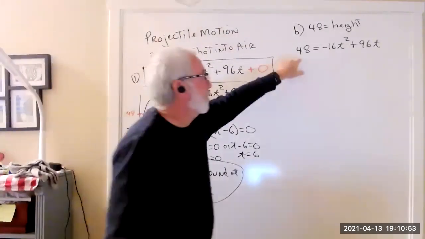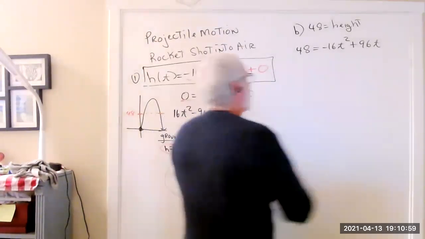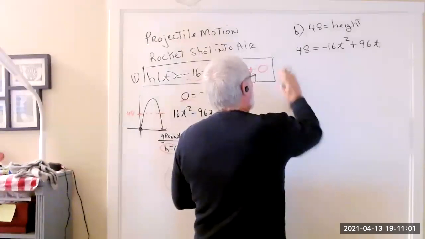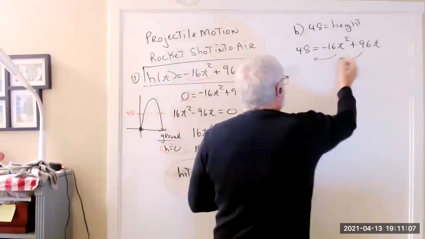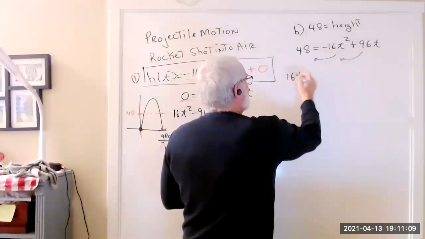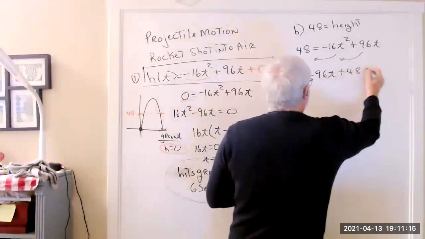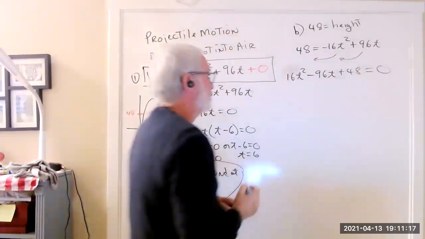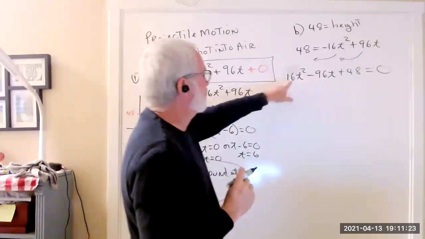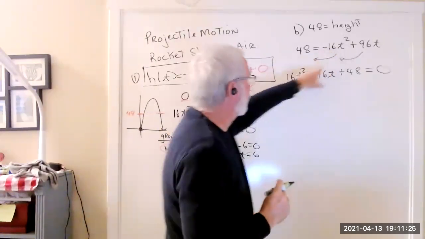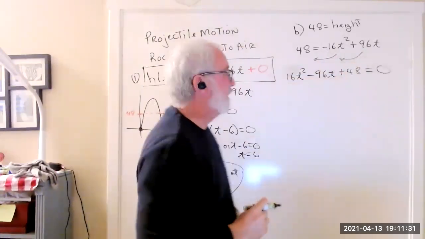Okay, so we got this problem here. Again, my personal preference is I like my squared term to be positive, so I'm going to move everybody over here. And that's going to give me 16t squared minus 96t plus 48 equals 0. Because I moved it over, it becomes positive.